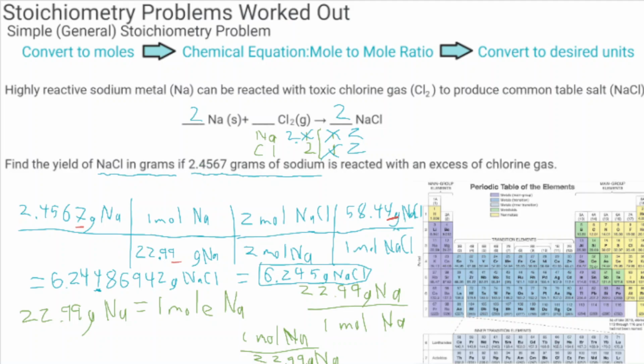Then you want to use the chemical equation. Once you're in moles, you can use the chemical equation and figure out the mole-to-mole ratio. And then finally, you want to convert to your desired units. And oftentimes, not always, but oftentimes, that will be a molar mass as well. So you can always feel free to pull out your periodic table. If you're looking at a question and you don't know where to go from there, pull out the periodic table, and normally molar mass will help get you there.